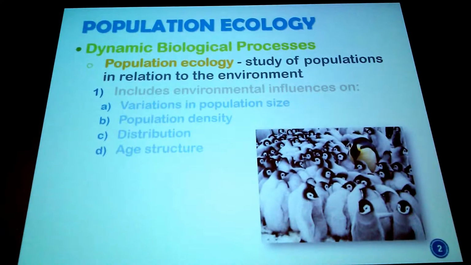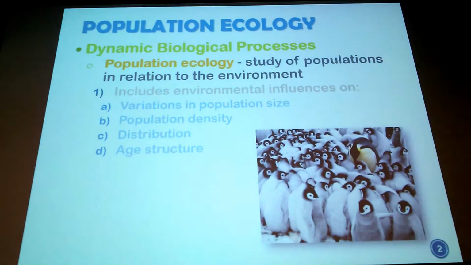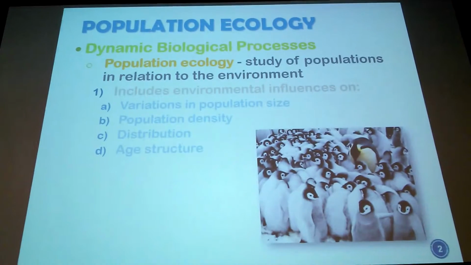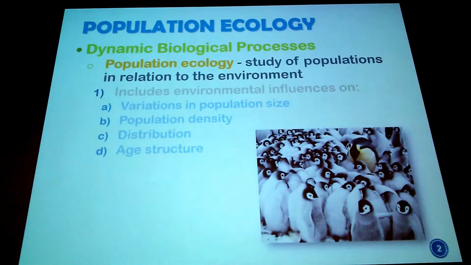Population density is how many members of a species we have in a population. Some populations like to be very dense, others not so much. Distribution: where do you find the populations? Are they all localized in one area, or can you find populations of the same species scattered locally or even globally? And then lastly, age structure. What are the different ages of the members of the population? Basically, we're going to break that down into 3 parts. We'll look at pre-reproductive juveniles, reproductive adults, and post-reproductive adults.